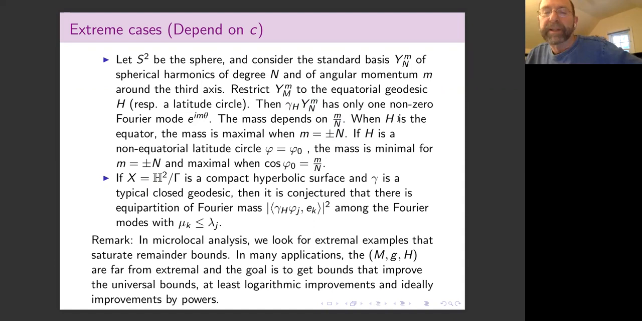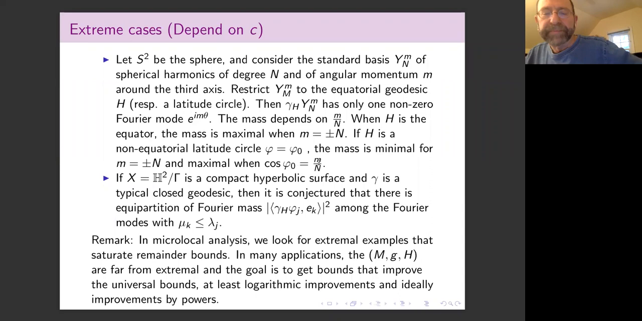On the other hand, if I took that same Gaussian beam and I changed H to be a latitude circle away from the equator, it's exponentially small there. And you get completely different extremals if you take a latitude circle, which I bet many people can guess: you're going to get the eigenfunctions that correspond to toroids with fault singularities along the latitude circles. That gives you a little bit of an inkling that there are a lot of different types of possible phenomena here.